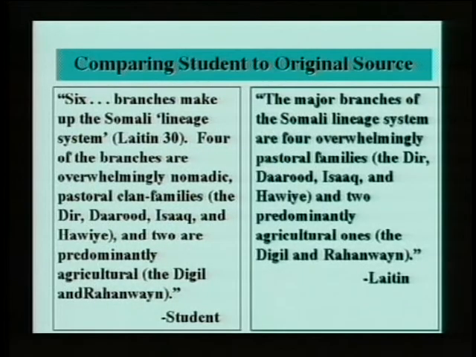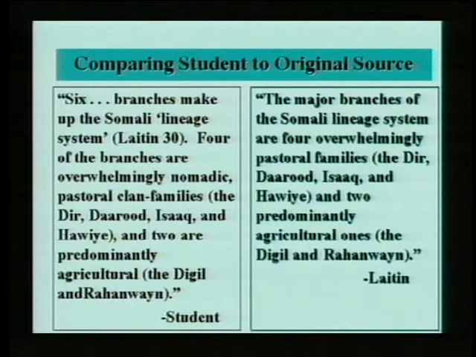Following the introduction based on the Perlez article, the student shifts to the book by Leighton and continues to describe the Somalis. However, instead of using the phrasing of Perlez now, he uses the phrasing by Leighton. Again, compare the student's passage to that of Leighton. The student writes, "6 branches make up the Somali lineage system. 4 of the branches are overwhelmingly nomadic, pastoral clan families, the Dir, the Dayrud, the Isaac, and the Hawiye, and 2 are predominantly agricultural, the Dijal and the Rahanwin."